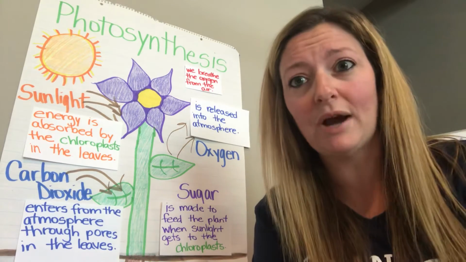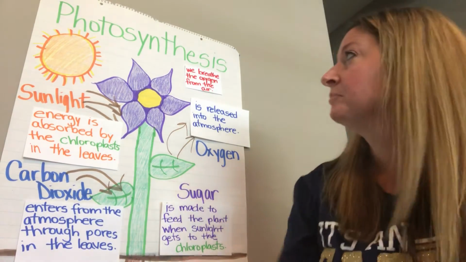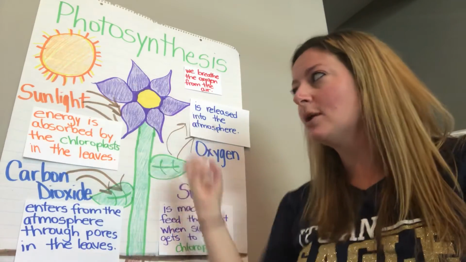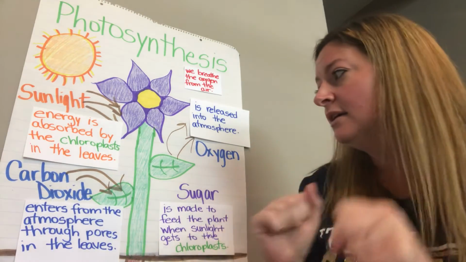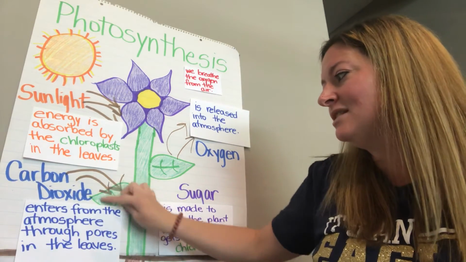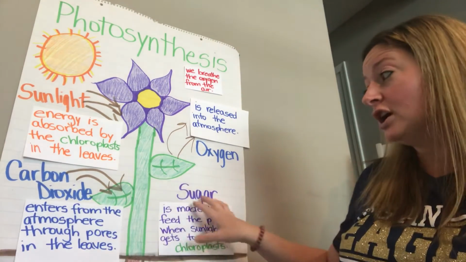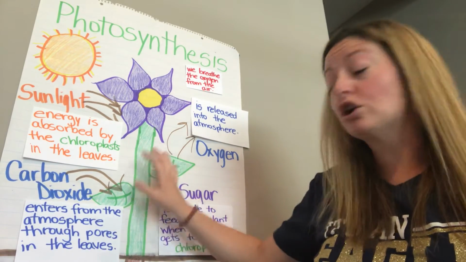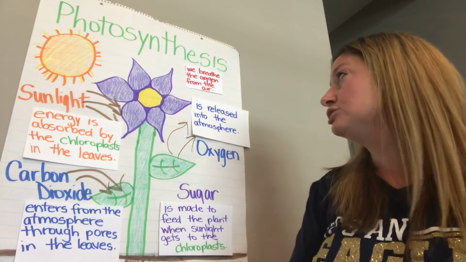Let's go over the process one more time very quickly to make sure you understand it. Okay? So this is photosynthesis. The plant is going to absorb that sunlight. That energy is absorbed. It traps it inside. That carbon dioxide comes in through the pores on the leaves. Sugar is started to be made inside the plant. It starts to make that sugar, and then the plant releases the oxygen into the air.